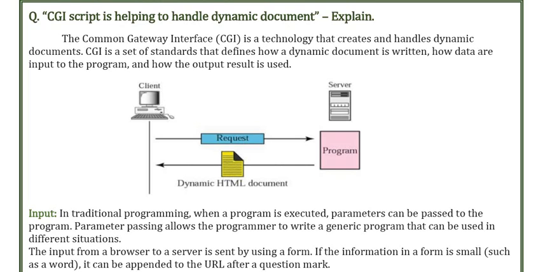In this client section, we first send the request to the server, and by the server program, we get the HTML document which will open in our client section. That is how the CGI script helps us to handle dynamic documents.